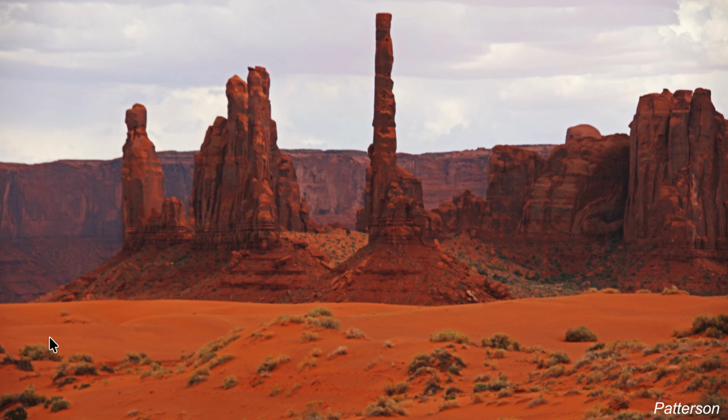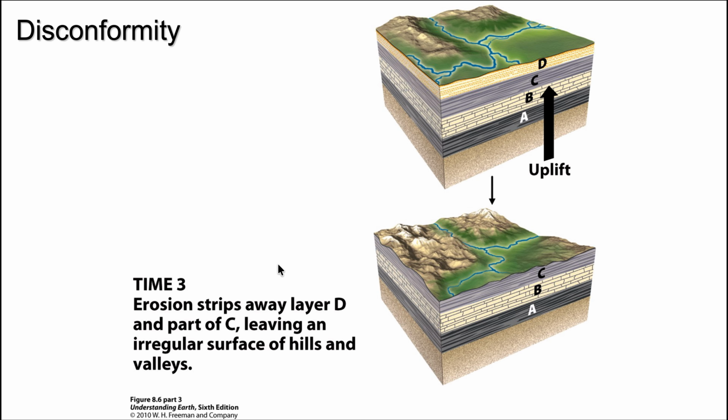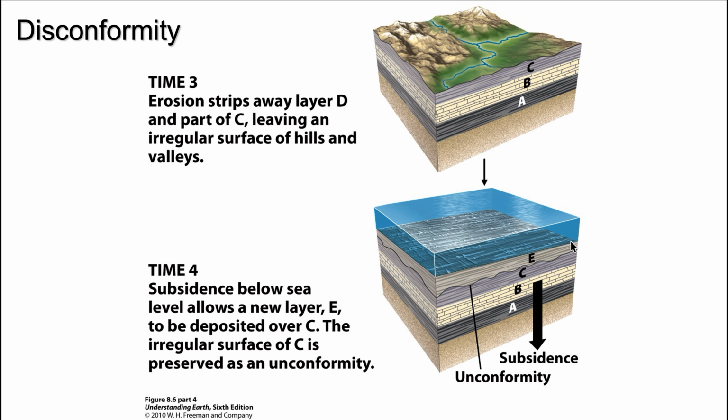So we've lifted our rocks, we've exposed them to weathering, and erosion is going to strip away layer D. As we saw in the last image, the upper layers that have been stripped away are leaving an irregular surface of hills and valleys, just like we see in Monument Valley.